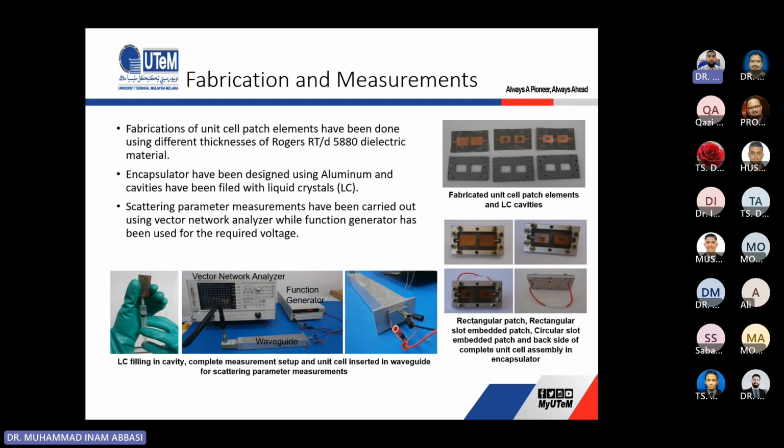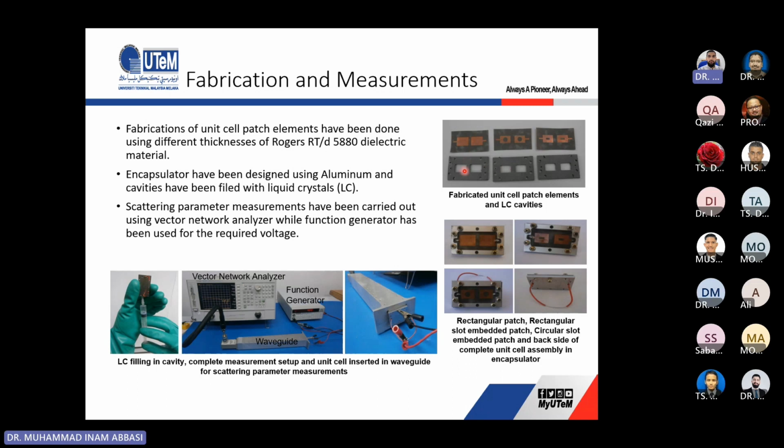So we fabricated different samples as shown here. These are the samples: simple rectangular patch, and patches with rectangular and circular slots. On the side, we have some stubs for the voltage. This is the cavity that we made using Rogers right beneath the patch with the same size. And then we integrated both of them.